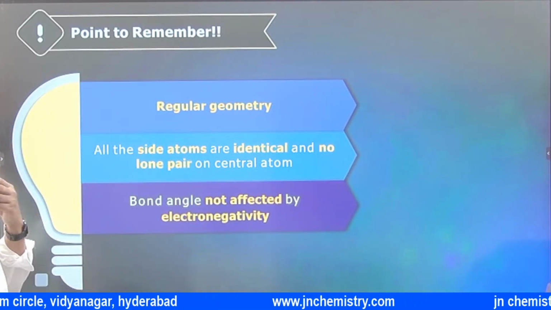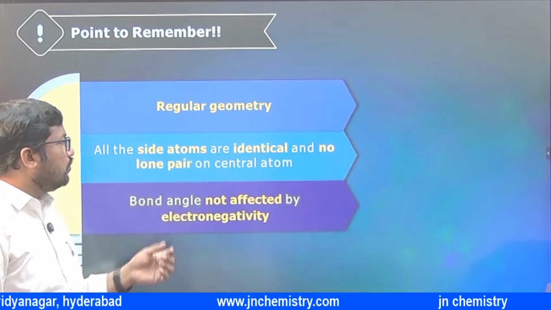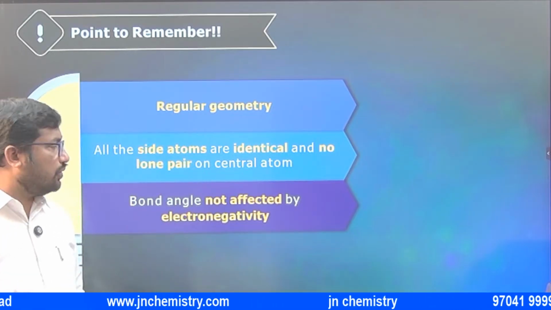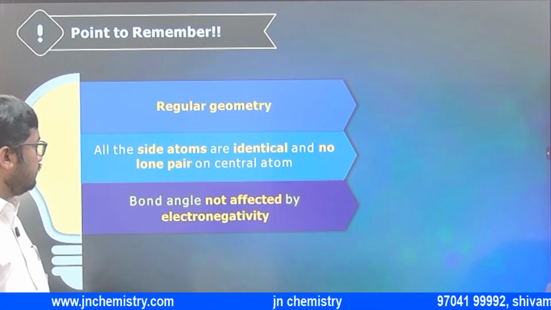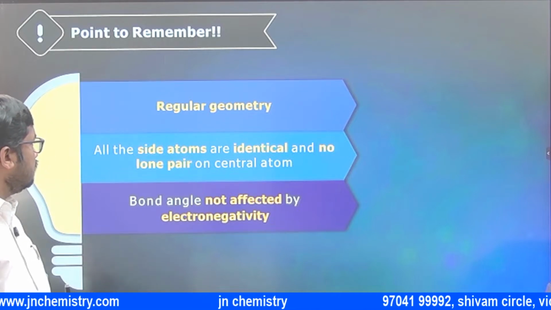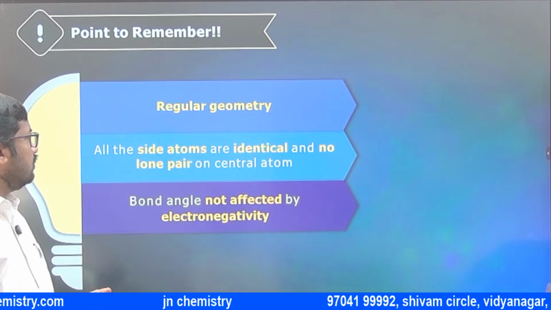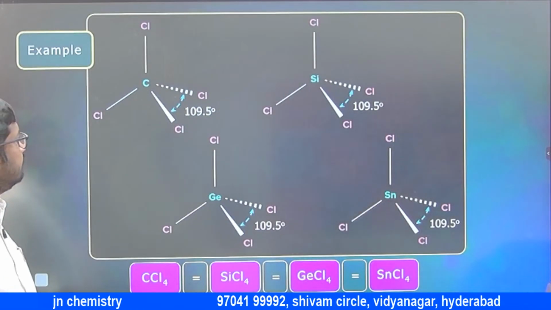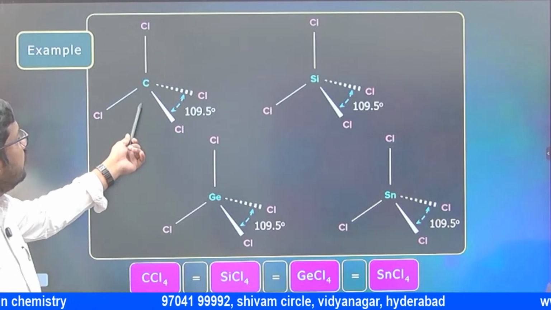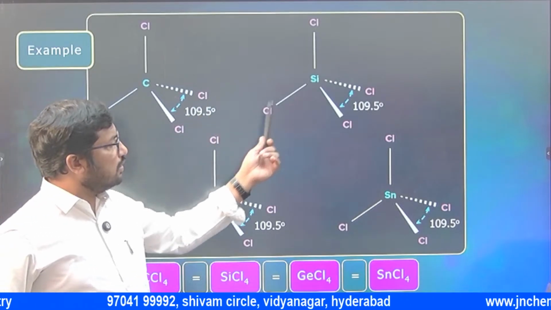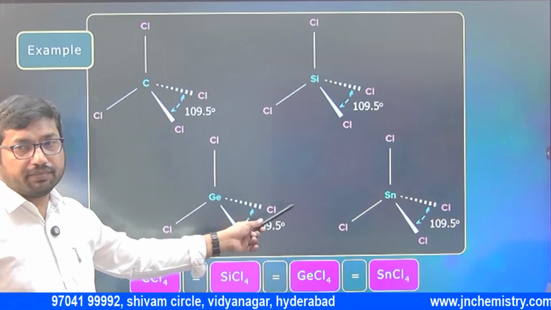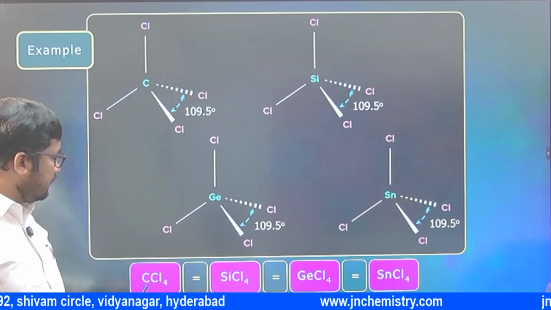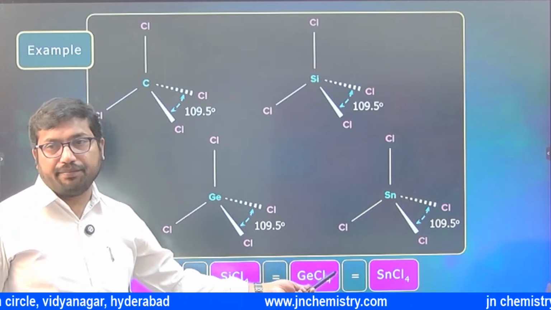So in regular geometry, where all the side atoms are identical and there are no lone pairs on the central atom, bond angles are not affected by the electronegativity. I already told you this is the beginning. All the side atoms are identical, no lone pair. So chlorine examples: in all the cases the side atoms are chlorine and the central atoms differ. CCl4, SiCl4, GeCl4, very important point.